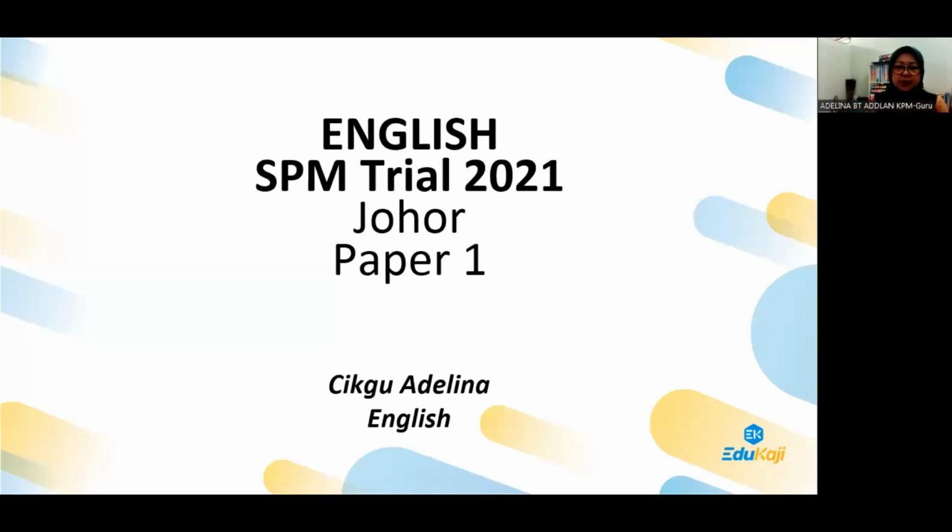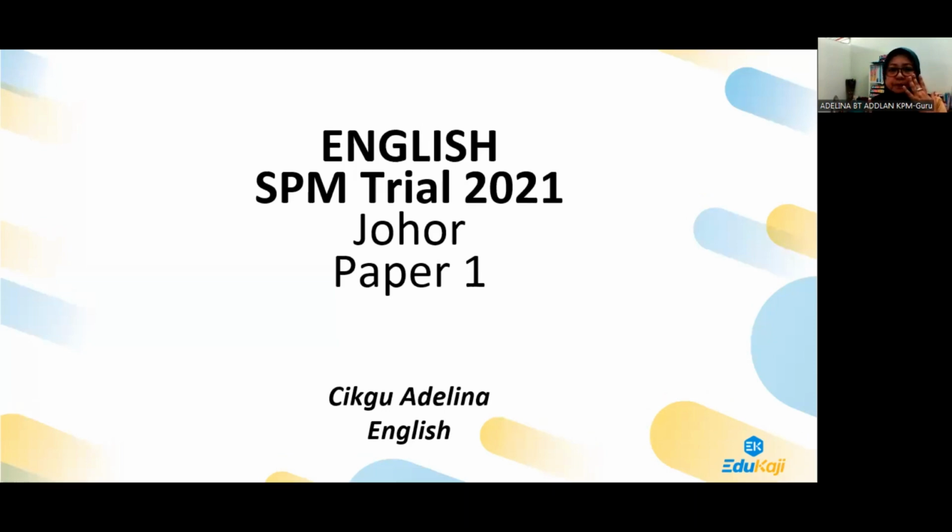Students, we meet again. Today we're going to discuss the SPM Trial paper 2021, which is from Johor. Paper 1. I think we have already done three states: the first one is from Terengganu, SPP, and previously we also did Sarawak, and this is the fourth state, which is Johor.